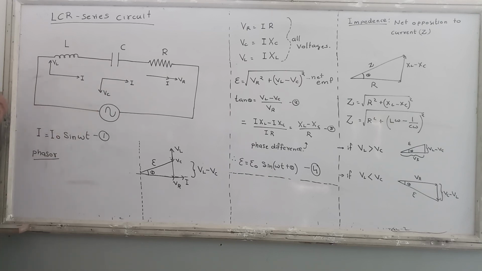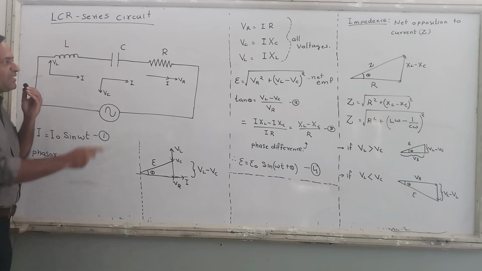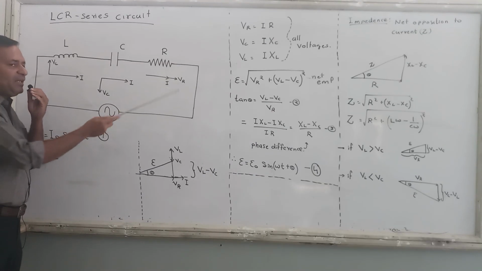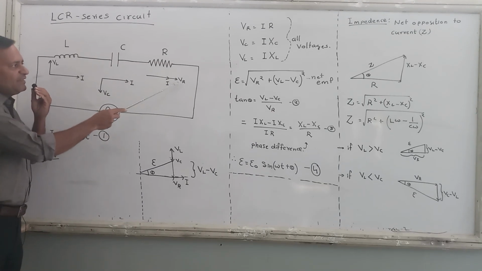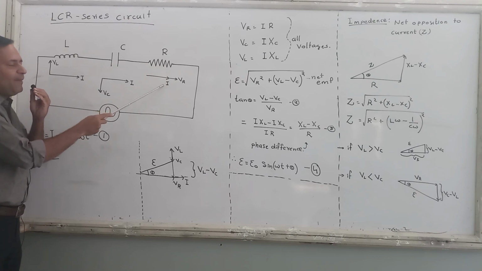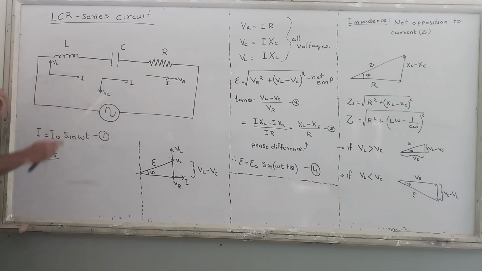Now in the resistance, what is the phase difference between current and voltage? It is zero. So the voltage across resistor is in phase with the electric current. In capacitance, what is ahead? In capacitance, current is ahead by 90 degrees. So I have to show that current is ahead of the voltage by a phase of 90 degrees. So voltage is behind, current is ahead.